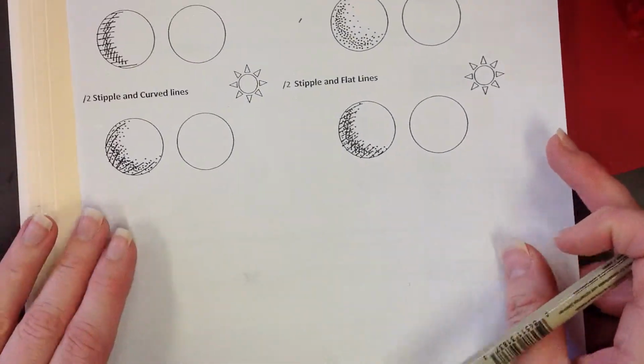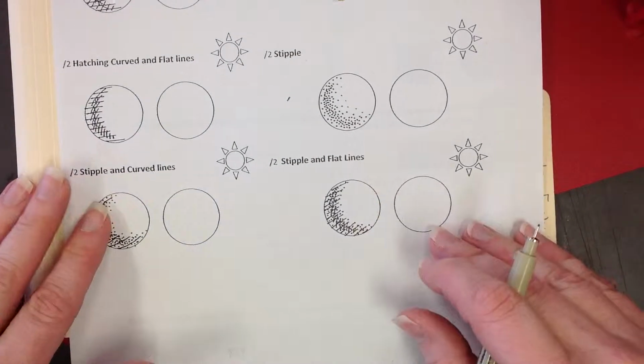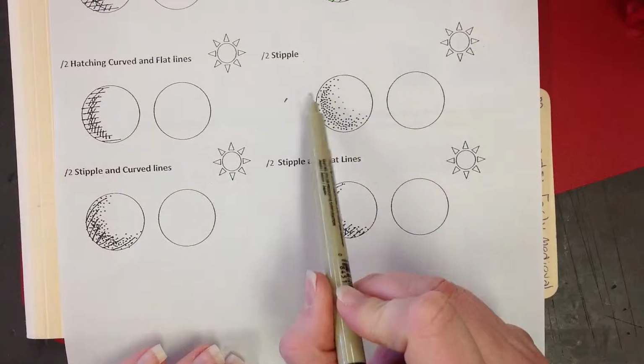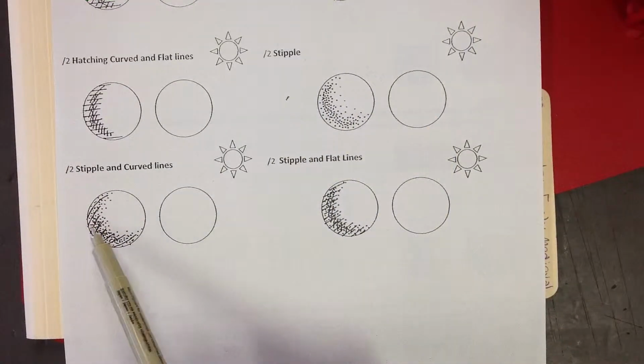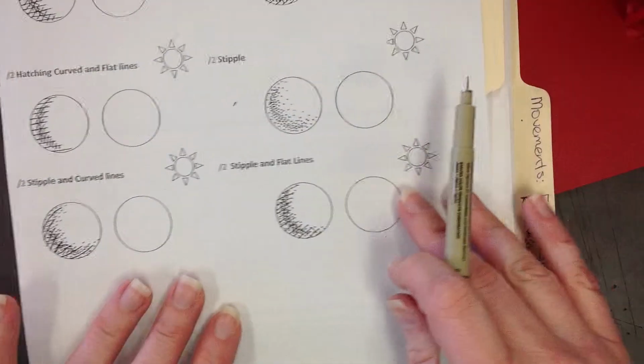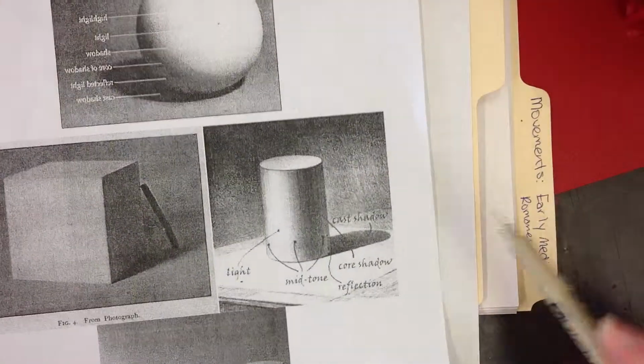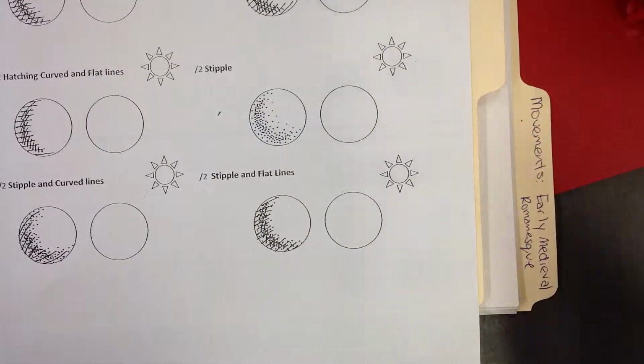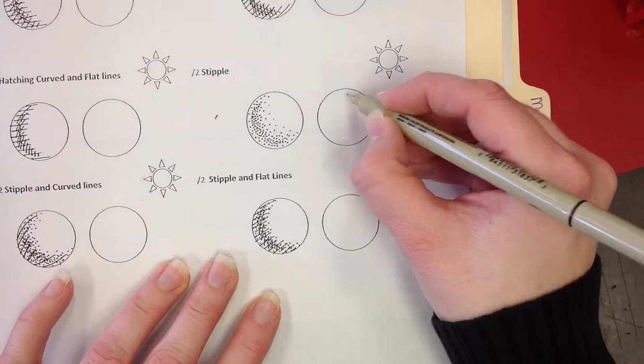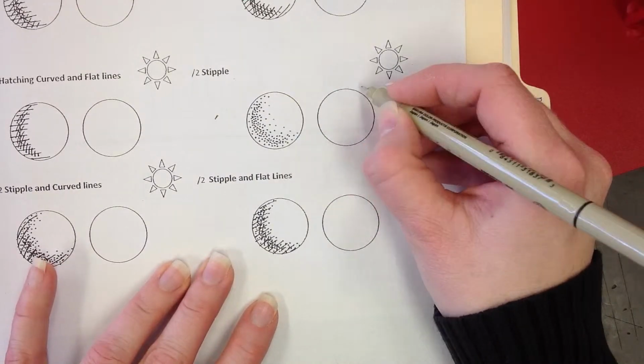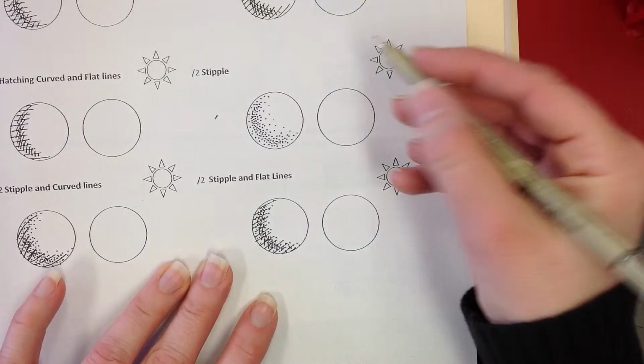On the back side, we're only going to do the sections that have stipple. So we're going to do the plain stipple, the stipple with curved lines, and the stipple with flat lines. So you have your resource. This time the light source is on the right, so it's going to be lighter there. In your light section, you're probably not going to have any stipple.